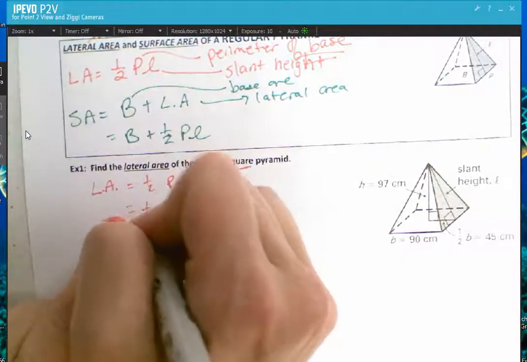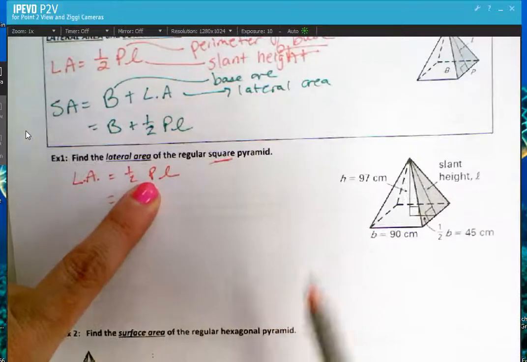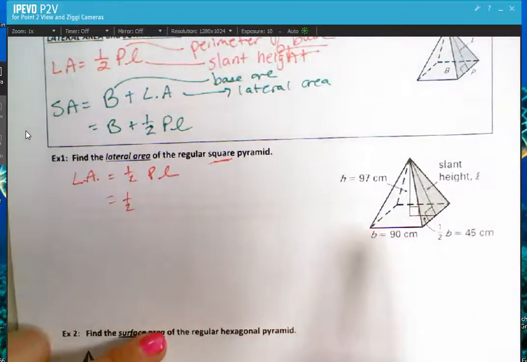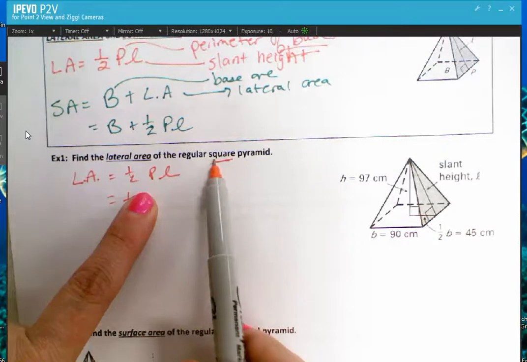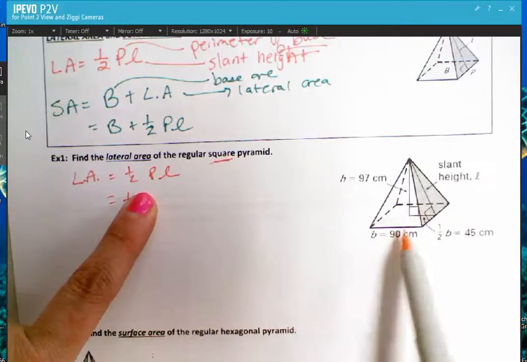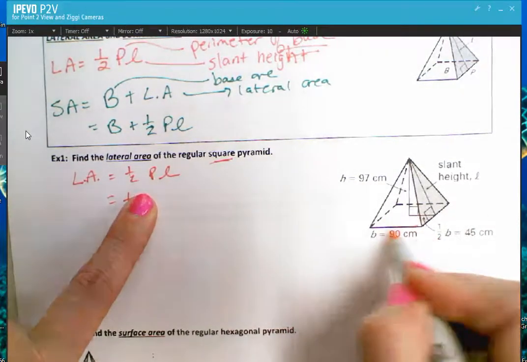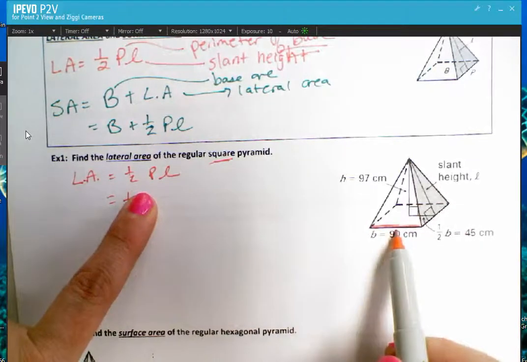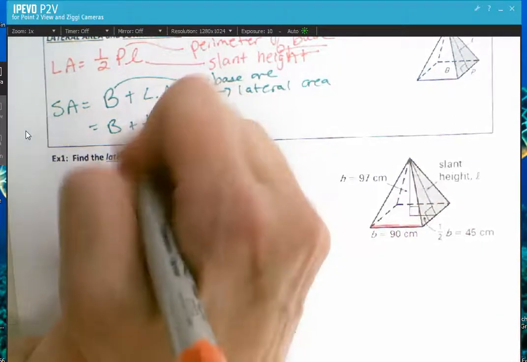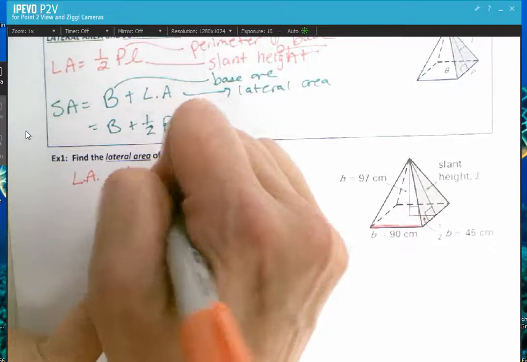I know that in my lateral area formula, P stands for the perimeter of the base. So I need to figure out what the perimeter of the base is. Since it's a regular square, all of these are going to be congruent. So I know this base, baby b, the base of just one lateral face, is 90, but I have 4 of those, so I'm going to substitute in 90 times 4.